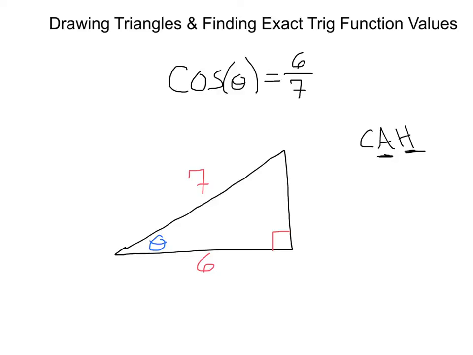Alright, from there I know that to find all my trig functions I also need to know my opposite side. So I can go ahead and use the Pythagorean theorem to find this side, and if I do that I can solve, and I'm going to get square root of 13 for my opposite side. Once you've drawn your triangle, this is exactly like the problems we've done before. You can find sine, cosine, tangent, cosecant, secant, and cotangent. Just use this triangle, use the sides that you found to solve for those values.